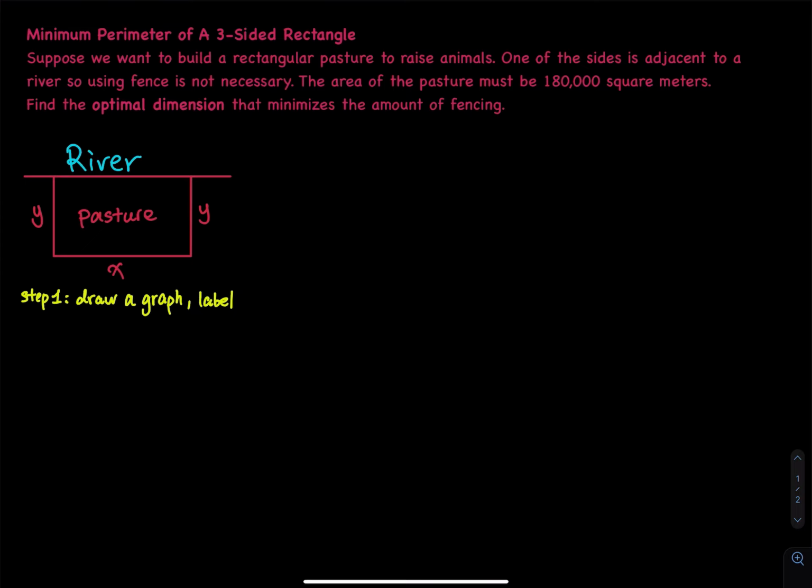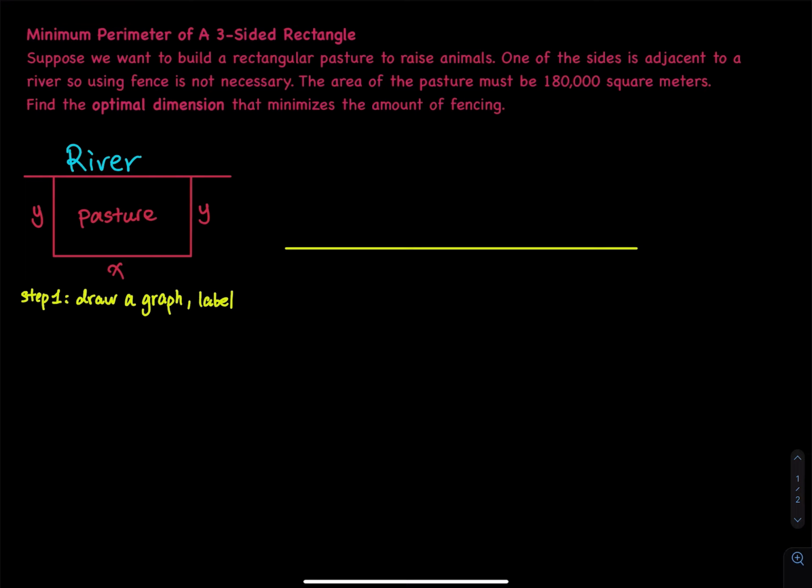So what does minimize the amount of fencing mean? Let's say you go to a store and you're trying to buy some fence. You pay and you will get some fence. Let's say you put them in a line, and what we are trying to do is build a pasture. Do you see that there is a length and a width? Since one of the sides is adjacent to a river, we don't need to build any fence for that side. This is an optimization problem.